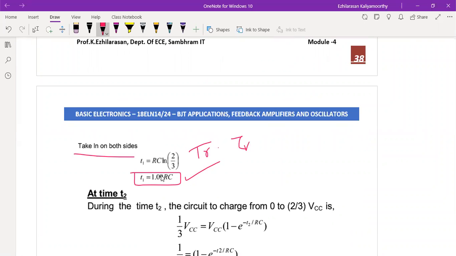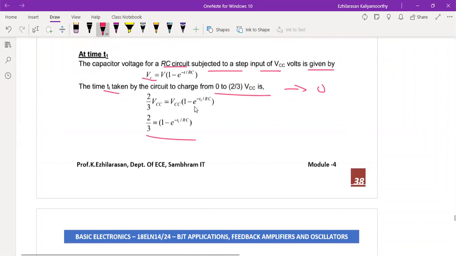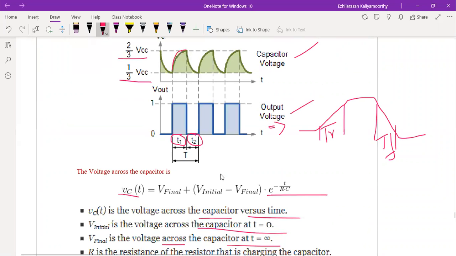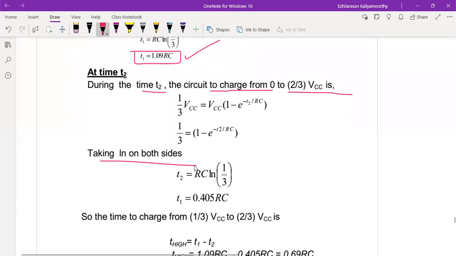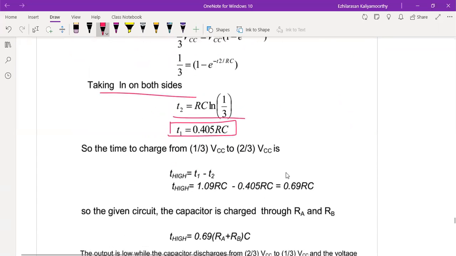At time T2, it's the discharging time actually, right? This is the maximum and this is the minimum. Now you can see how to calculate this: during the time T2, the circuit charges from 0 to 1/3 VCC. So 1/3 VCC = VCC(1 − e^(−t/RC)). Then simplify this, again take the natural logarithm on both sides, and we'll get T2 = 0.405 RC.